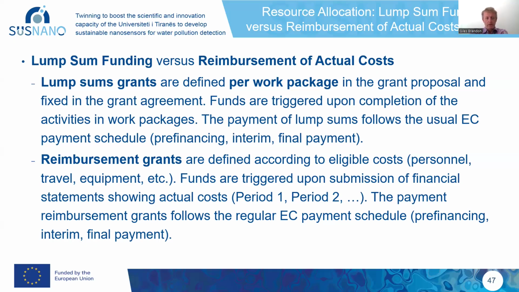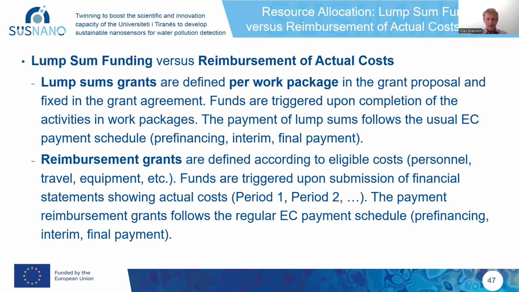So what's the difference between the two? Well, look, lump sum grants, in a simpler description, are grants where you define the budget for each work package in the grant proposal, and they're fixed in the grant agreement if you win the project. These funds are then triggered upon completion of the activities in work packages. The payment of lump sums follows the usual European Commission payment schedule. In other words, typically you'll get some pre-financing, normally some interim payment, although not always, but certainly some final payment.